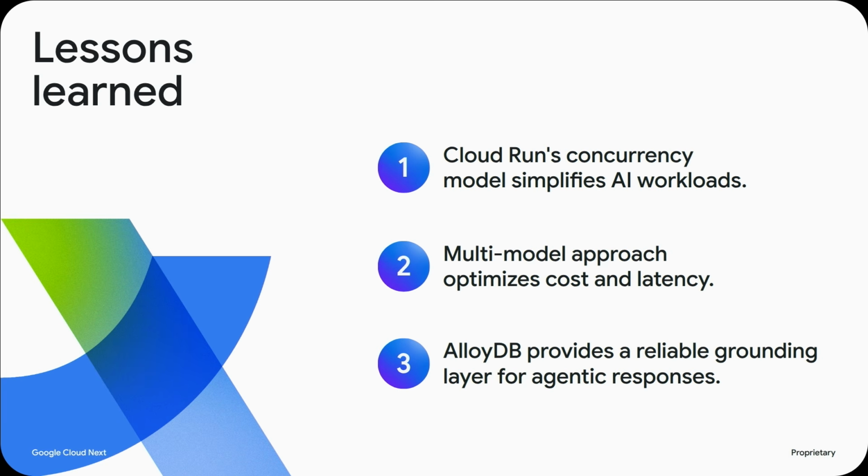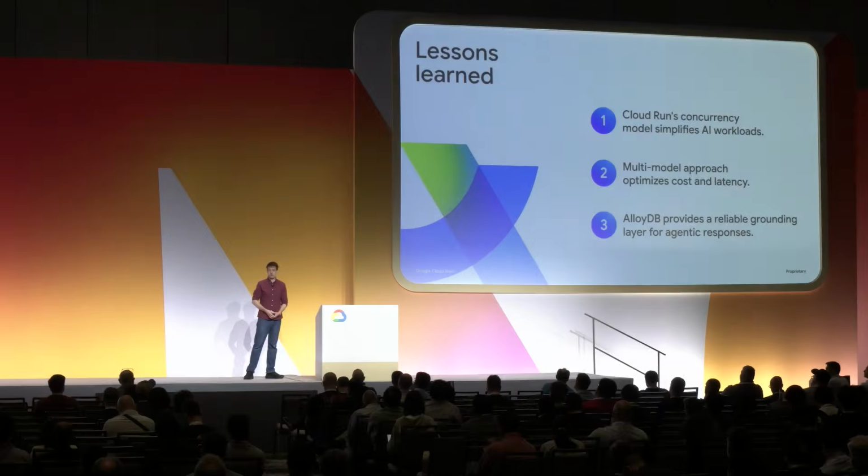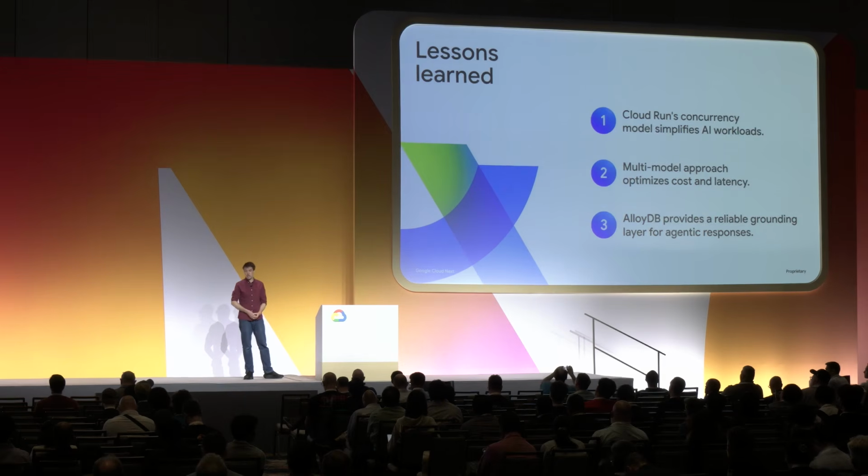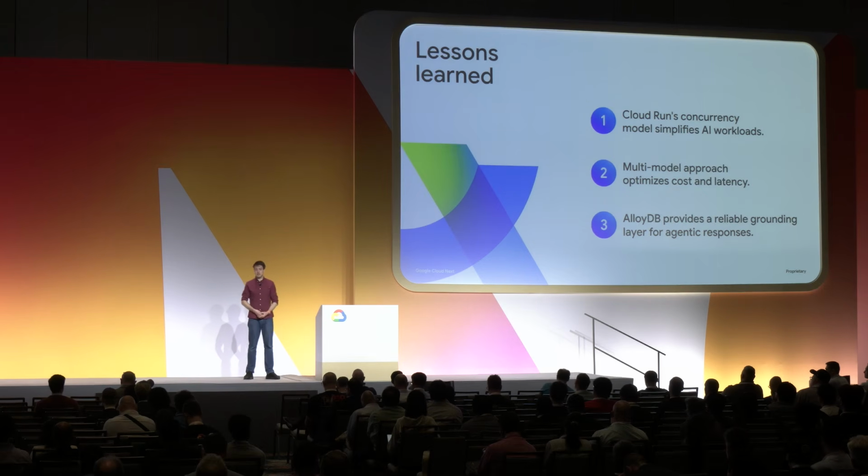2, a multimodel approach optimizes both cost and latency. The Gemini family gives us a range of models to use. We use our smaller, faster models for routing and classification, and reserve the larger ones for genuinely complex reasoning. Your users feel latency improvement, and your bill feels the rest. 3, AlloyDB gives us a reliable grounding layer for agentic responses. Hallucinations would kill a tool like this, and having a fast, consistent data source of truth underneath the LLM is what makes Lumi viable at all.